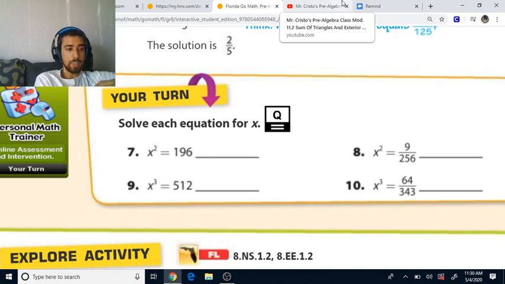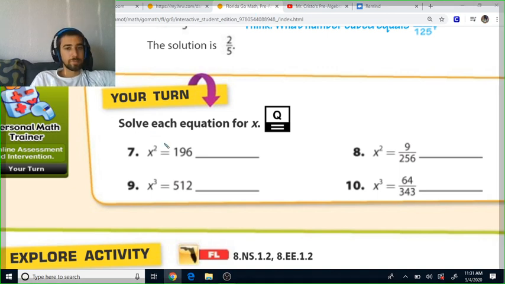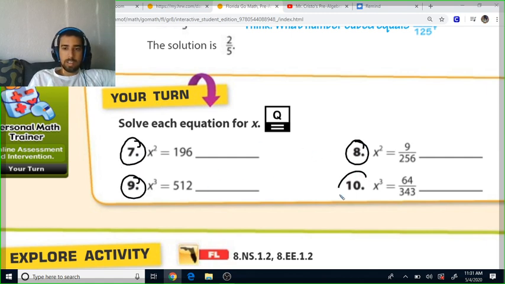Remember, you are not allowed to use a calculator, so don't hurt yourself. I'm giving out extra credit for 7, 8, 9, and 10.